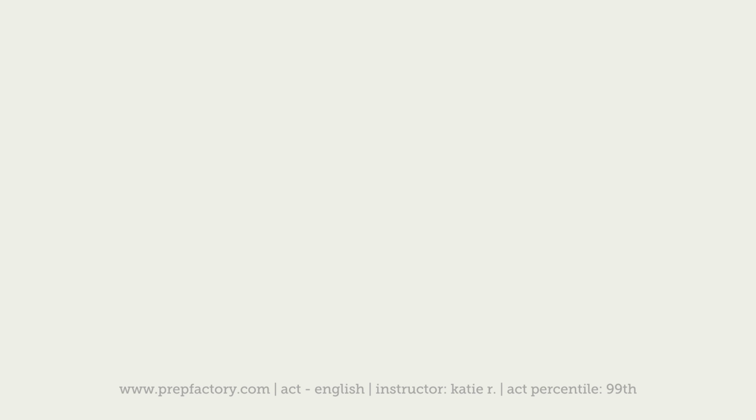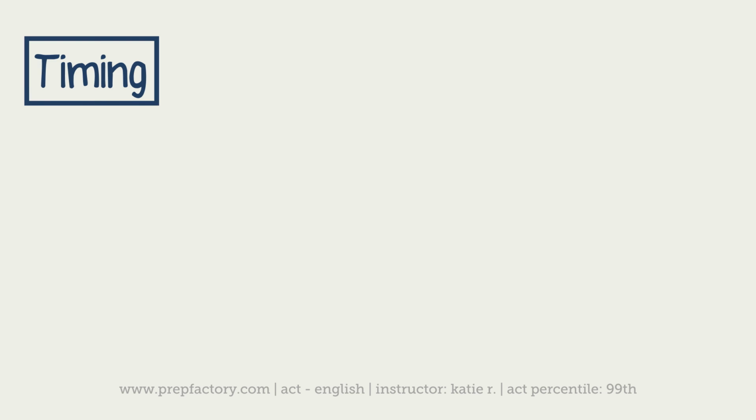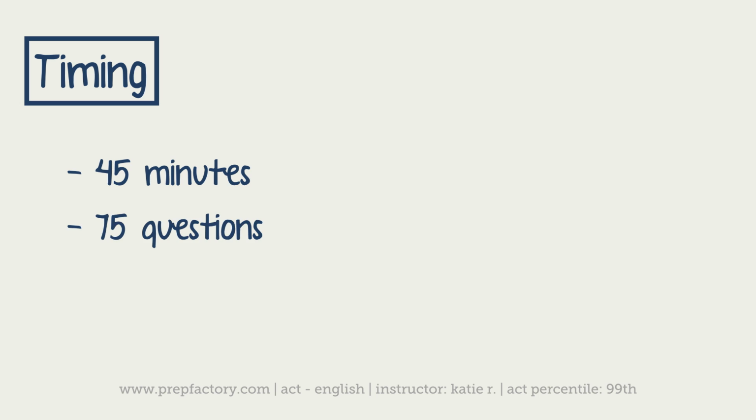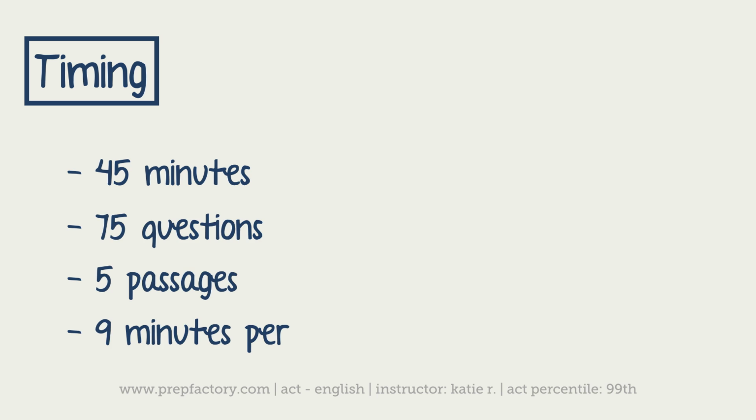So if you just watched our little ACT overview video, you already know a little bit about the timing, but I just wanted to go over it. So timing for the English exam, you have 45 minutes, 75 questions, and 5 passages. That means that per passage, you're going to be able to spend about 9 minutes. Now the way that this test is going to work out is that it's going to be passage based.